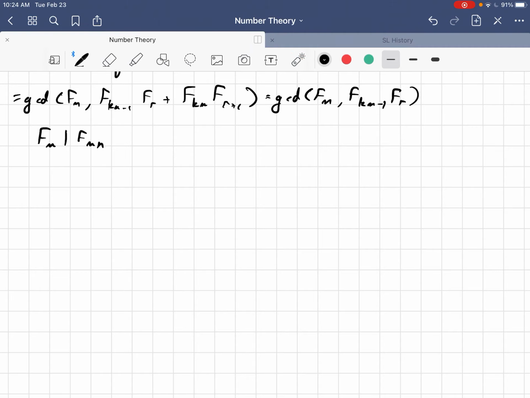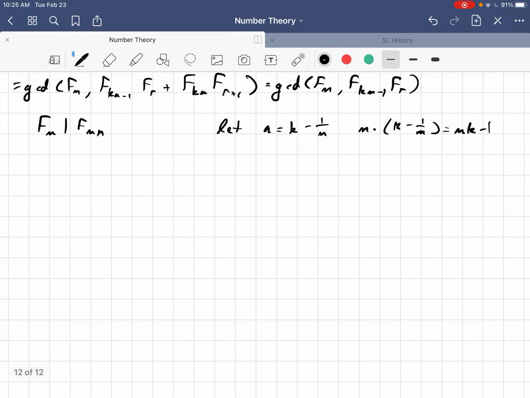And so notice now if instead I want to go from mn to km minus 1, what should I do? Well, I should probably let n be equal to k minus 1 over m. Because when I do that, m times n is m times k minus 1 over m, which is mk minus 1, or km minus 1, same thing. So now that tells me that f sub m divides f sub km minus 1.